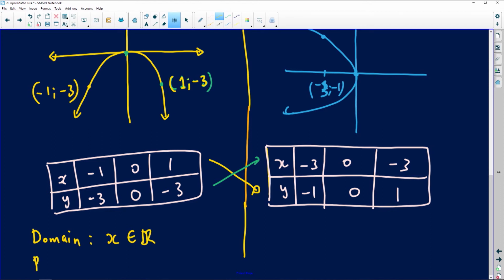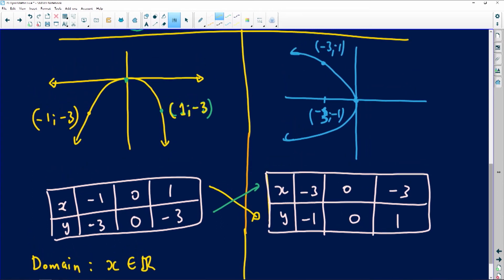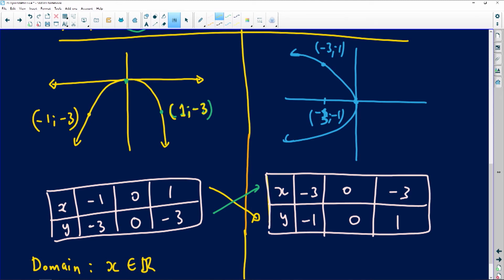Now, the range of the yellow graph, the range. What are the y values that the graph covers? Now, if you look at the yellow graph, you will agree with me that there's no yellow graph above the 0 point. From the turning point of the graph, if you start here and you move up, we don't have a graph. There's no graph there on top. The graph starts from 0 and is covering all y values moving down.